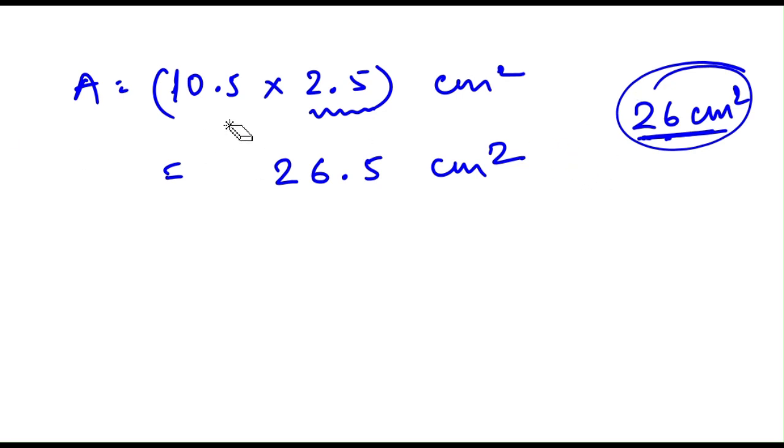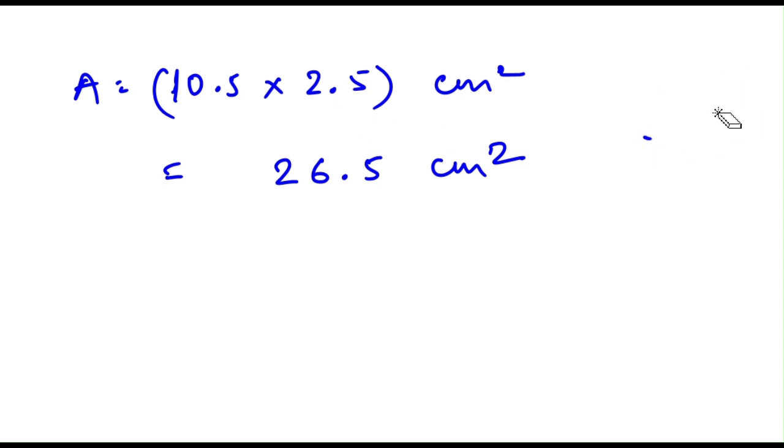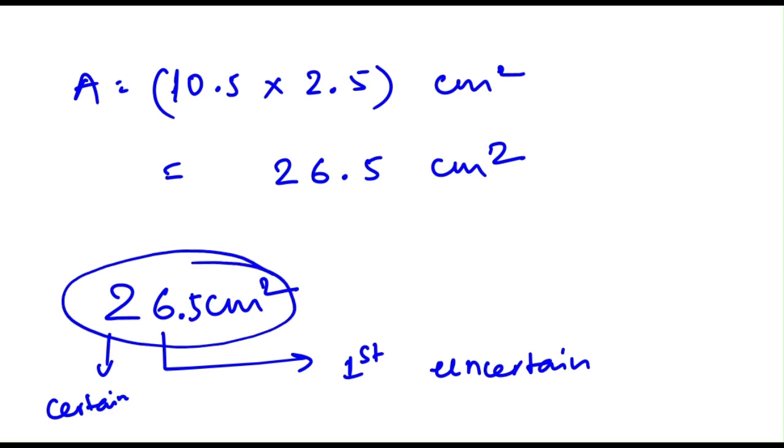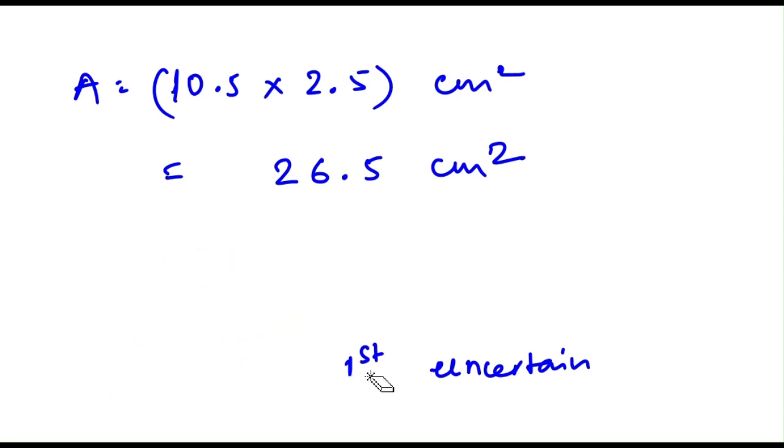But while doing calculations, we are going to keep one more uncertain digit. Look, in significant figures, if we are writing 26 centimeter square, this is certain and this is the first uncertain digit. This digit is already an uncertain digit. So here we are going to keep one more uncertain digit. That will increase the accuracy, or precision, of our calculation. Okay, so let's continue our discussion. So we have kept one more uncertain digit here.